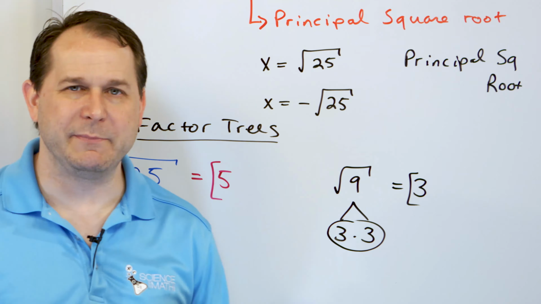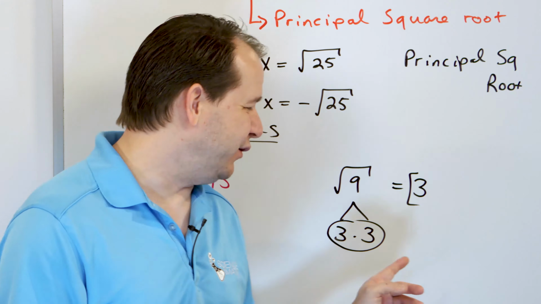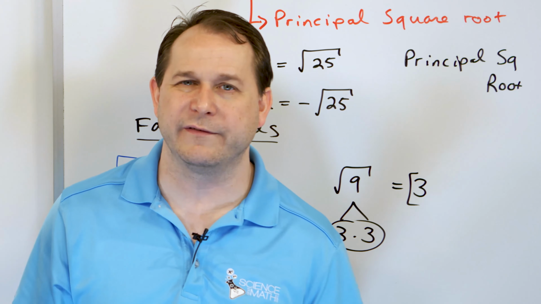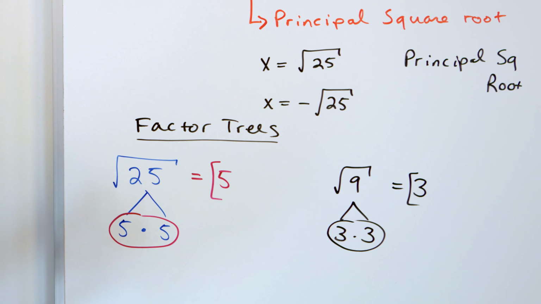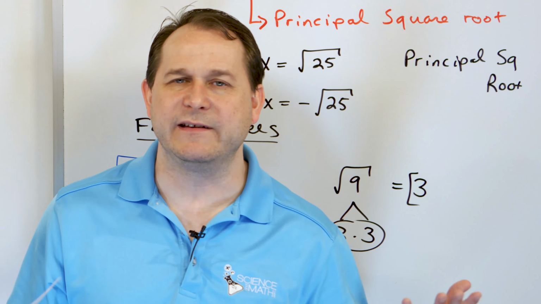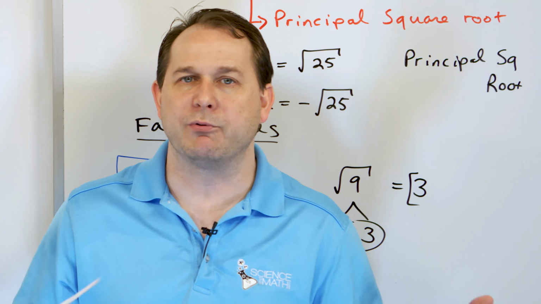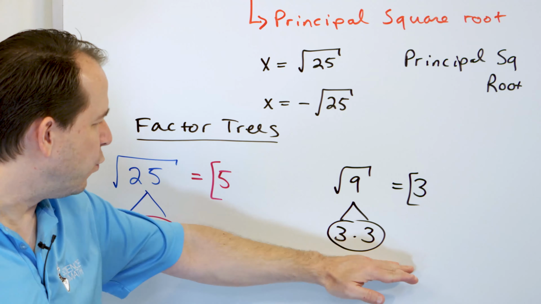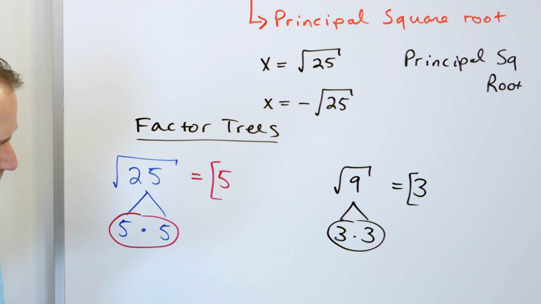So 3 is prime because I can't factor it any further. Well, if I do, I'm just going to get 1 times 3, which are still prime, right? 5 is prime because, of course, I can write 1 times 5. That's the only thing I can do to give me 5, but those are prime numbers. So I basically stop when all I have at the bottom is these prime numbers.